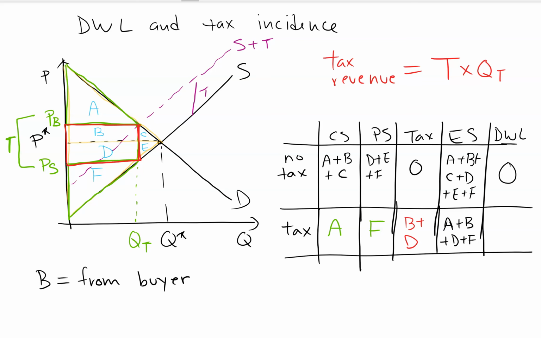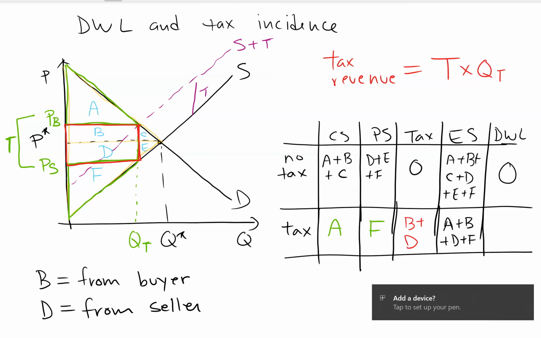And the reason I say it's coming from them is because they're paying a higher price in order for this to happen. And D is from the seller. All right, so we can just ignore that. So this PB is greater than P star, that's where B comes from. And D is, well, PS is less than P star, so that's where that one comes from. Okay, so we get this idea.